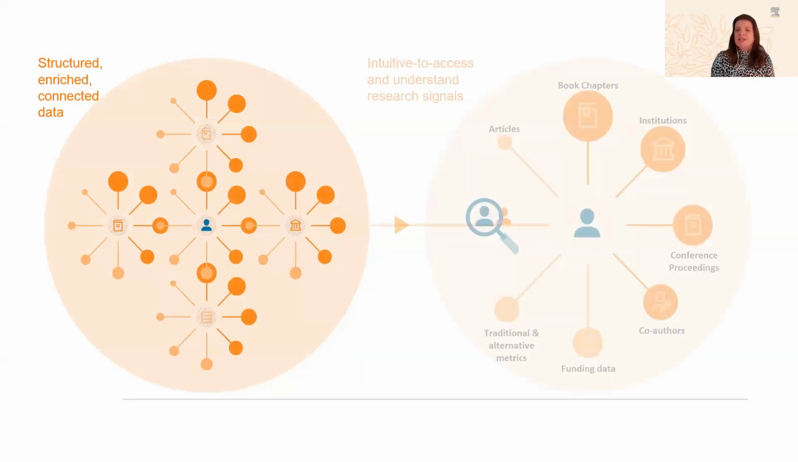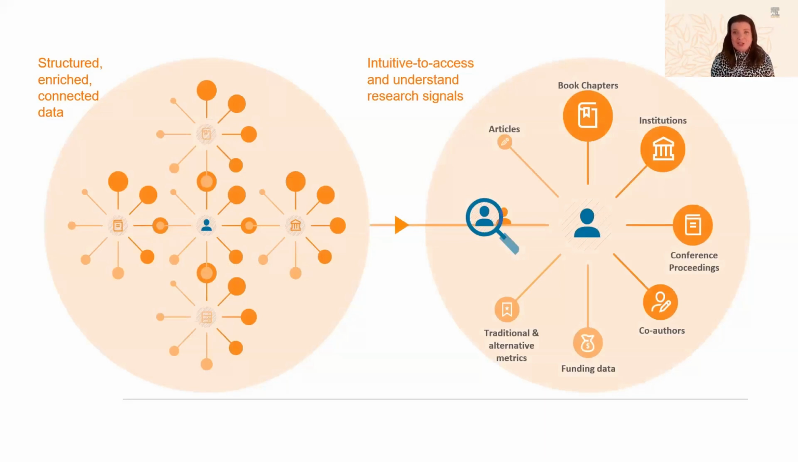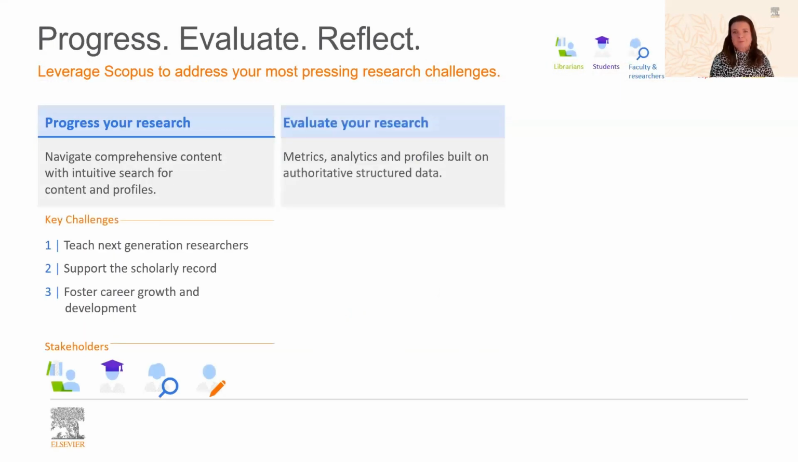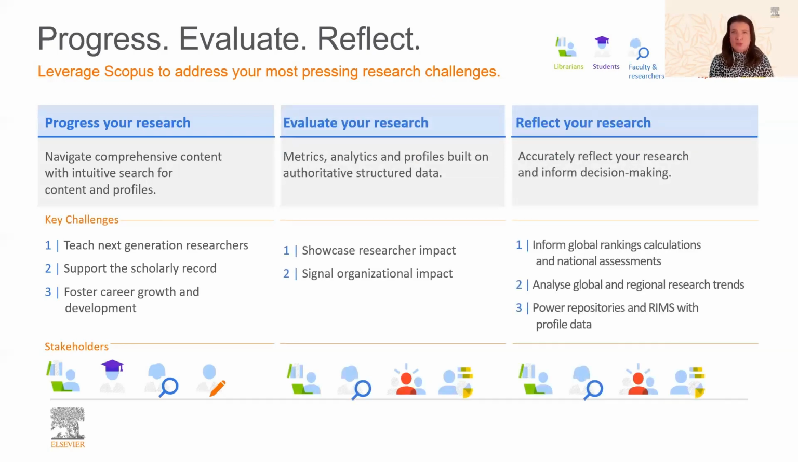So in a nutshell, no matter where you start your journey in Scopus, using Scopus structured, enriched, and connected data allows you to quickly and confidently pinpoint relevant research, identify research experts, analyze institutional research output, or showcase research output. Plus, our analytical tools make it easy to visualize, compare, and export the data you'll find in Scopus. Scopus caters to every persona within an organization and helps you to progress, evaluate, and reflect your research.